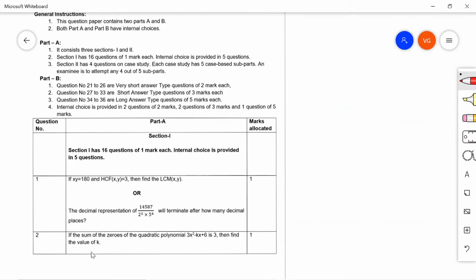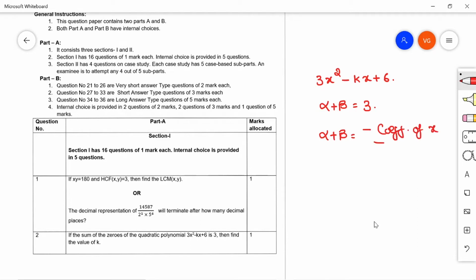Coming to the second question in section 1. If the sum of the zeros of the quadratic polynomial 3x square minus kx plus 6 is 3, then find the value of k. So write down the quadratic polynomial given, that is 3x square minus kx plus 6. You are given the sum of the zeros, so alpha plus beta is equal to 3. Find the value of k.